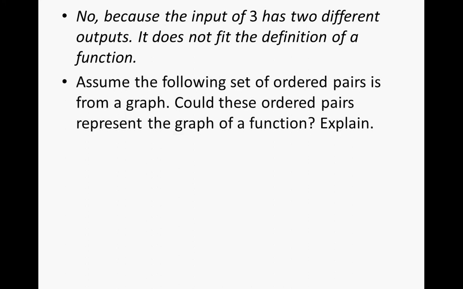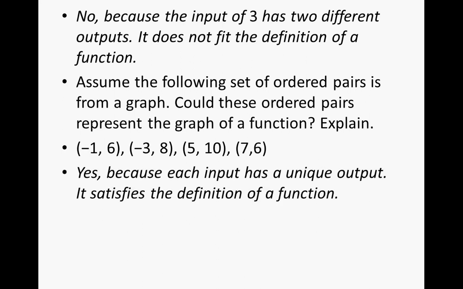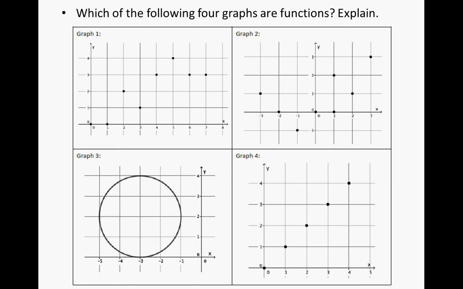Assume the following set of ordered pairs is from a graph. Could these ordered pairs represent the graph of a function? (-1, 6), (-3, 8), (5, 10), and (7, 6). You should have said yes because each input has a unique output. It satisfies the definition of a function. So which of the following 4 graphs are functions? Explain. Go ahead and stop the video so that you can take a look at these carefully before answering.